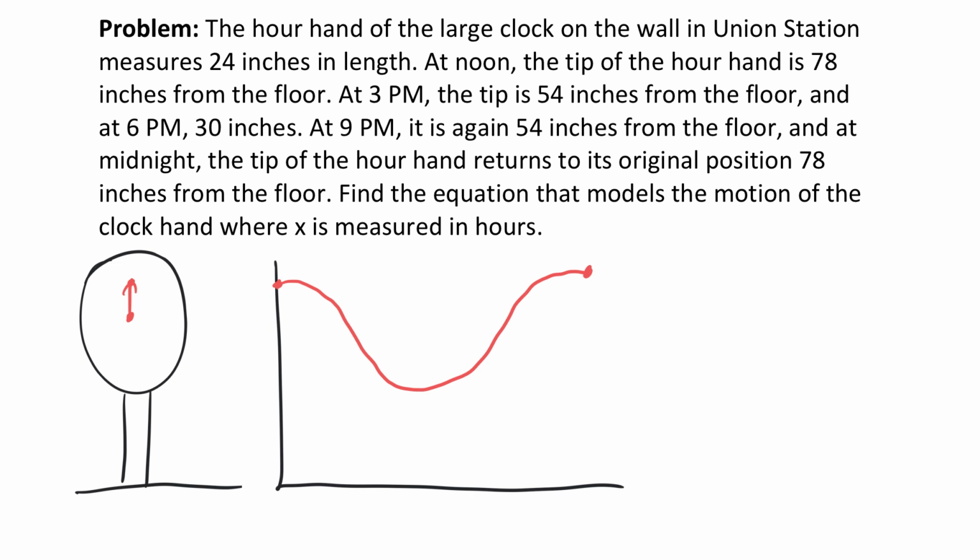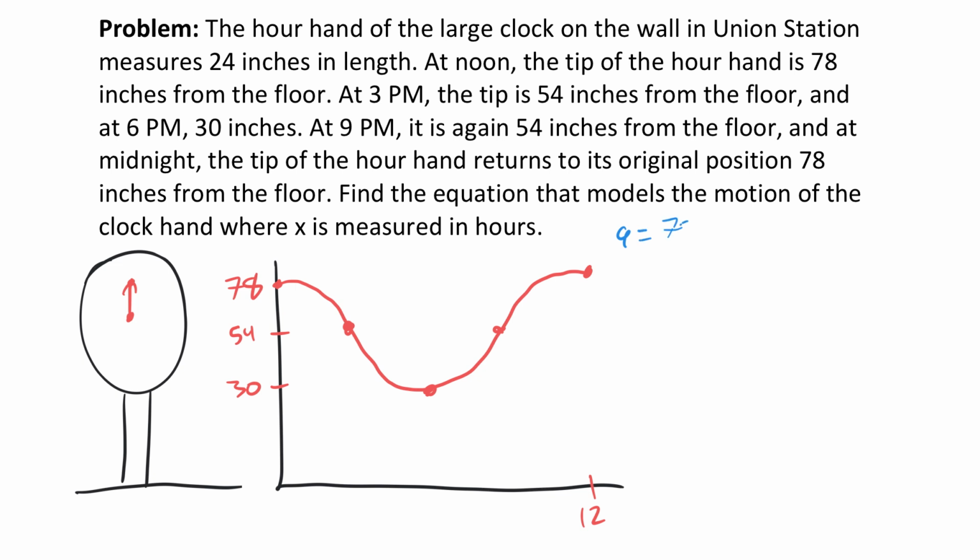Go ahead and pause the video and see if you can come up with the numbers on this picture for what we have so far. All right, based on the information we were given, at noon the tip is 78 inches, so this here is 78. Then we're told it's 54, then 30, then 54 again, and then back to 78. And this takes a total of 12 hours. So given those numbers, we should be able to find our values.